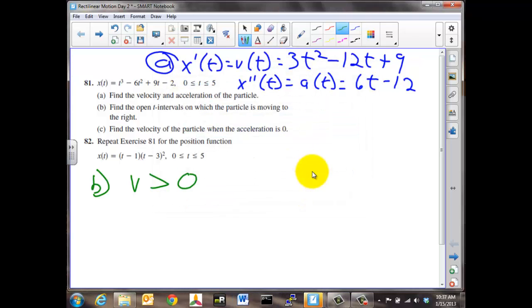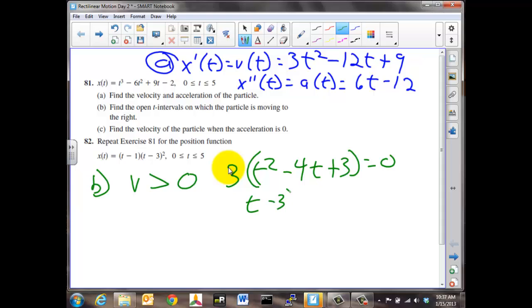So what do we need to do to find out when the velocity is greater than 0? Set the velocity equal to 0. So I'm going to factor this a little bit as I go. 3t squared minus 4t plus 3 equals 0. t minus 3, t minus 1. So that tells us the velocity is 0 at these two places, at 1 and 3.